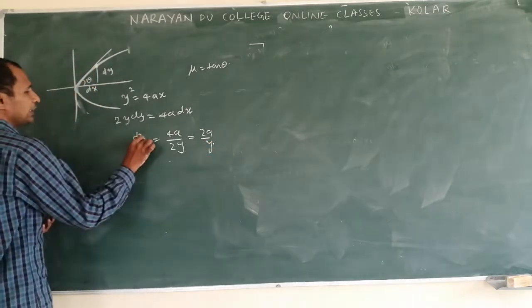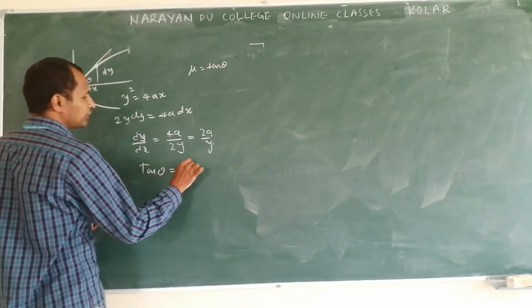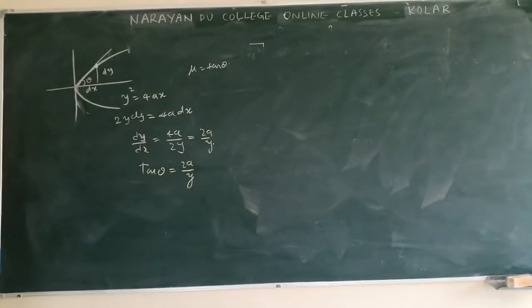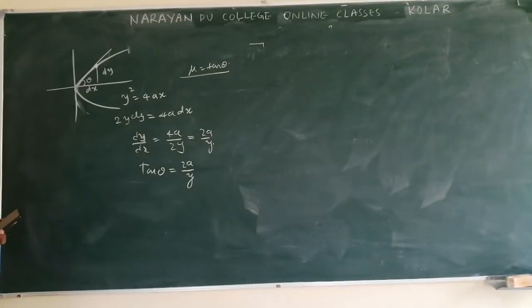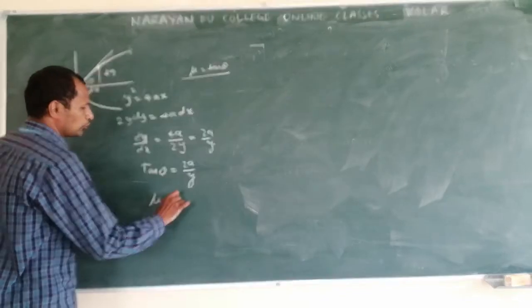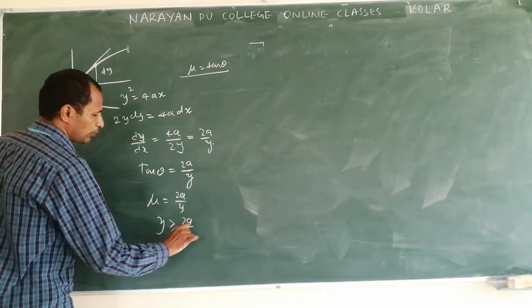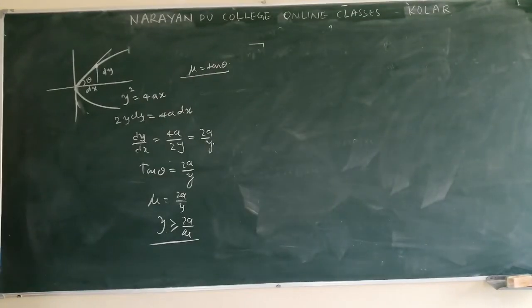Dy by dx according to mathematics, what is that? Tan theta. Tan theta is equal to 2a by y. But according to our friction, what is mu? Tan theta. Mu is equal to tan theta. So mu is equal to 2a by y. Then y is greater than or equal to 2a by mu, so that the bead can rest on the wire. Right? So this is an important model question.